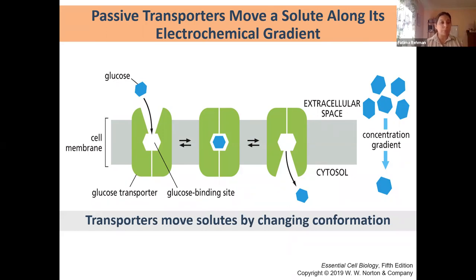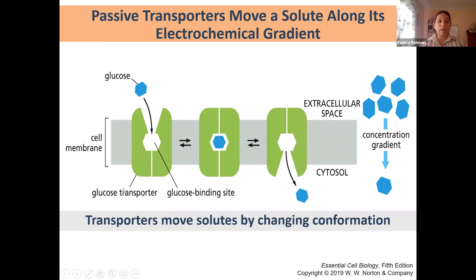into the cell. In a glucose transporter, the glucose binding site will bind the glucose molecule. When it binds the glucose molecule, that changes the conformation of the transporter so that it flips and goes into the cell, where it then releases the glucose into the cytosolic space. And then it just goes between these three states. It goes to an open conformation outside the cell, binds the glucose, which closes it and flips it, releases it to the inside of the cell, and goes back and forth.